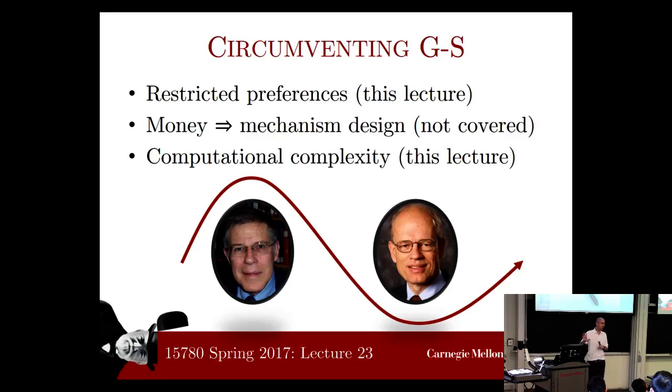The stuff we're talking about is very closely related to this area, but we're not going to talk directly about these cases where you have money, like auctions. But obviously there's a lot of work in this area. And the third topic that we will cover later is computational complexity, in order to circumvent the Gibbard-Satterthwaite theorem. So let's start by talking a bit about the first approach, which is restricting the preferences, and then we'll spend a bit more time thinking about how computational complexity can play a role in circumventing this theorem.